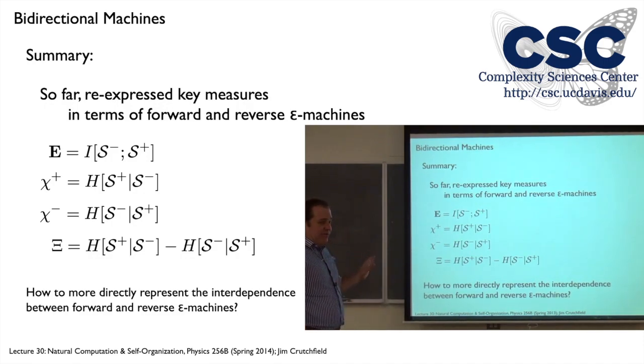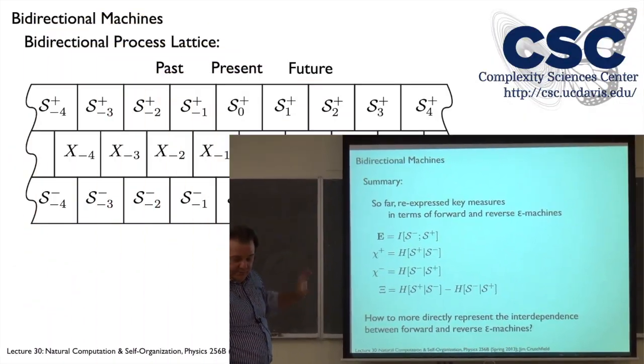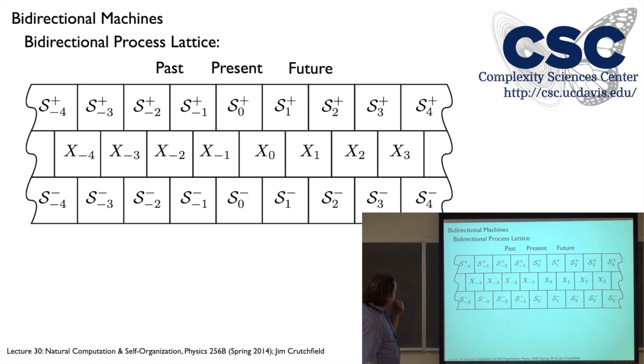But it doesn't capture everything about the relationship between the forward and reverse processes. Certainly not the metrics we've been thinking about. Right, so what we really want to do is re-represent this a little bit. So here's the observed sequence. And then I put the forward causal states up here, and reverse causal states down here.